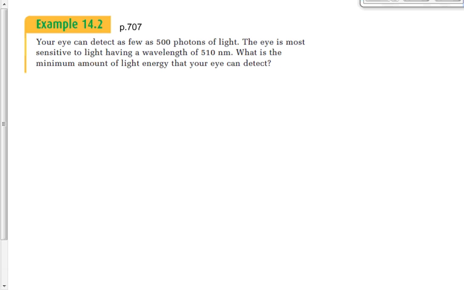Let's take a look at 707. Your eye can detect as few as 500 photons of light. So basically what this question is saying is that if 200 photons of light strike your eye, you're not going to detect it because it's not enough energy. It's still going to look black to you because it's not sufficient energy to activate whatever it has to activate. I don't know the biology of it, but we can't see 200 photons. We can see 500 photons. The eye is most sensitive to light having a wavelength of 510 nanometers. What's the minimum amount of light energy that your eye can detect?